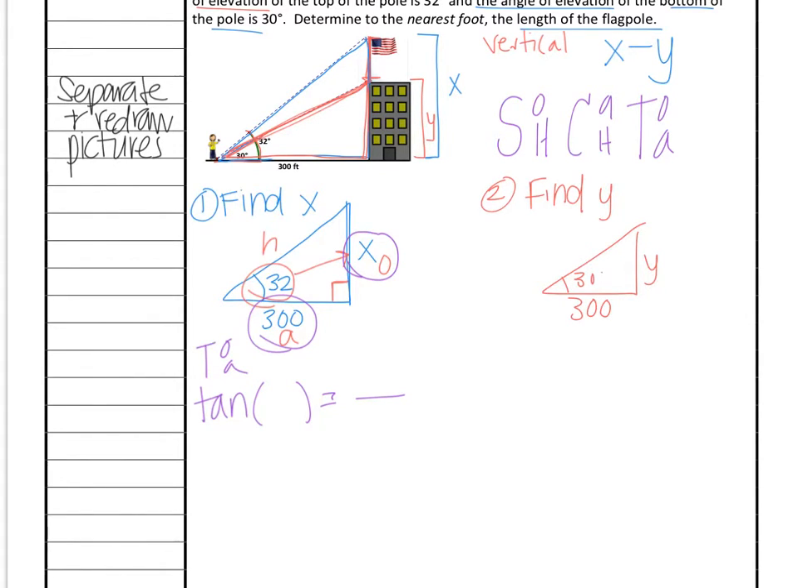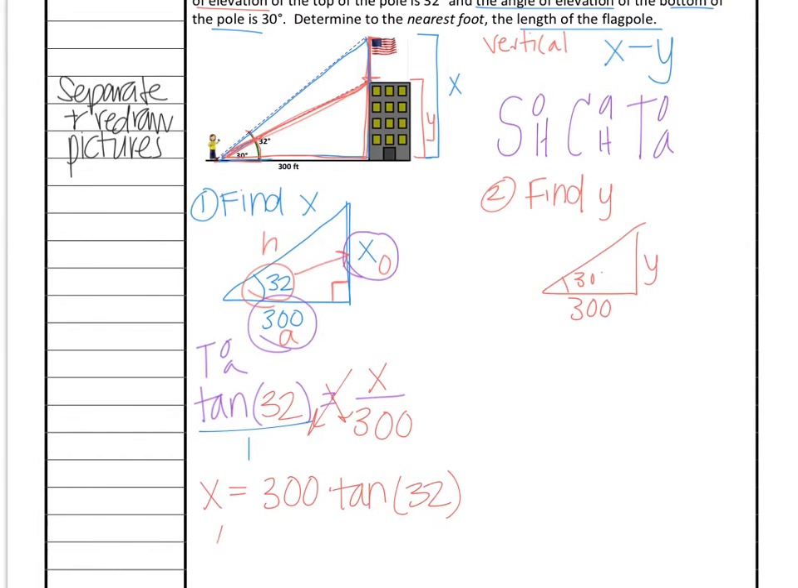So angle goes inside the parentheses, opposite over adjacent, TOA, X over 300. Because we're solving for sides, we are going to put this over 1. And from here, of course, you're going to cross multiply. So we have X equals 300 times tangent of 32.